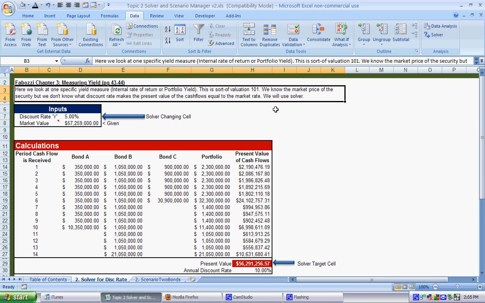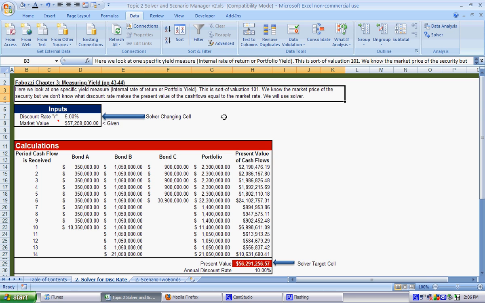Here we're going to look at one specific yield measure, which is the internal rate of return or portfolio return. This is in the same section of the book that talks about all the different yields: yield to put, cash flow yield, yield to worst, yield to call, current yield, and yield to maturity. They all have their downfalls, but we haven't gotten to total return yet. That's the one that you use most often. But here's a simple way to look at internal rate of return. So this is, I guess, valuation 101.